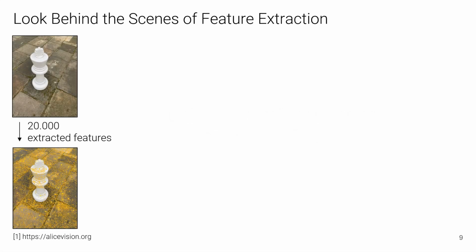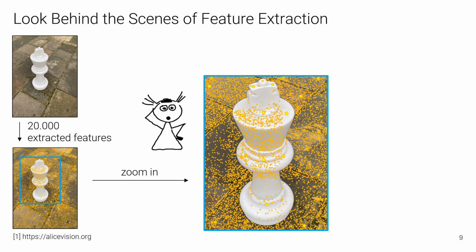Let's take a look at what the result of the feature extraction looks like for the chess piece example. Here, for example, the AliceVision Meshroom program was used. An upper limit of 20,000 features per image is set automatically. We can already see from the distribution of the points, shown here in yellow, that the background is very dominant. If we zoom into the area around the chess piece, we can see this even more drastically. The well-structured background steals a large number of the features.